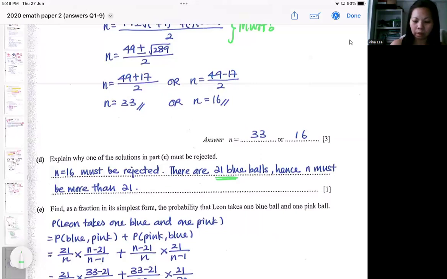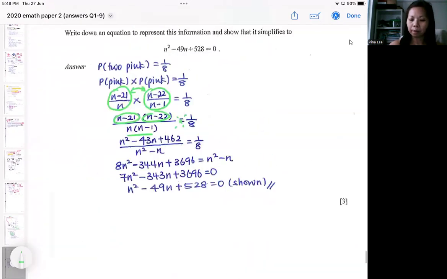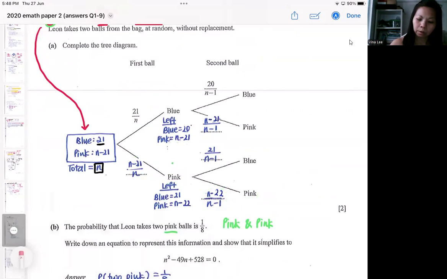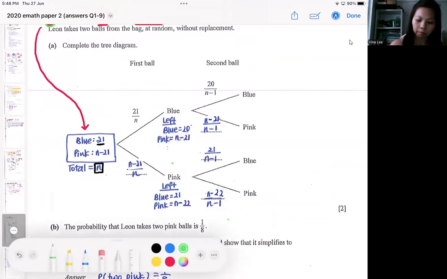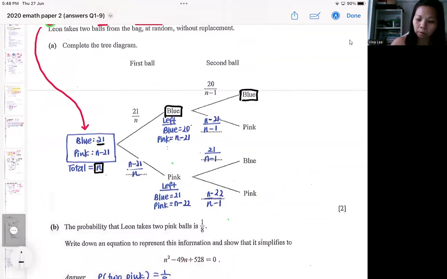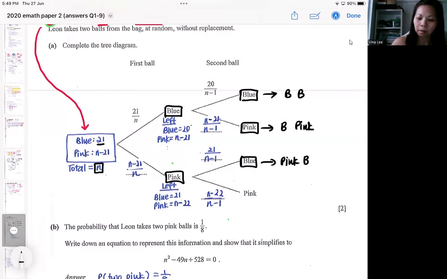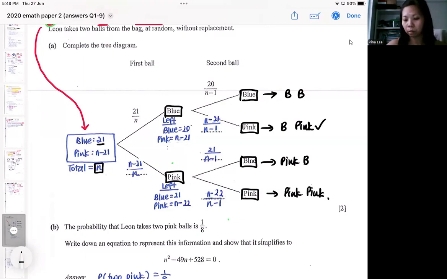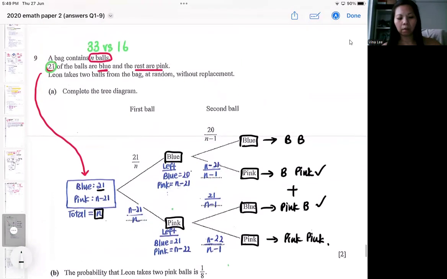Some of you couldn't do this, one blue, one pink. There are two situations of one blue, one pink. It can be blue, pink. It can be pink, blue. You look at your tree diagram. The tree diagram will tell you the options. One of the outcomes will be blue, blue. Another outcome will be blue, pink. Then it can be pink, blue. Or it can be pink, pink. Out of these four scenarios, the scenarios that they are asking for are these two. So you just find these two and add them up. It's a very logical thing when you try to do probability.